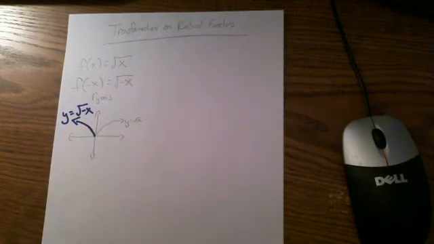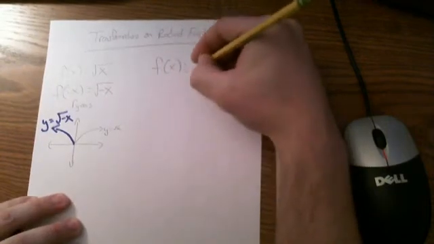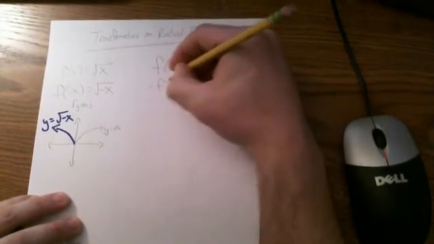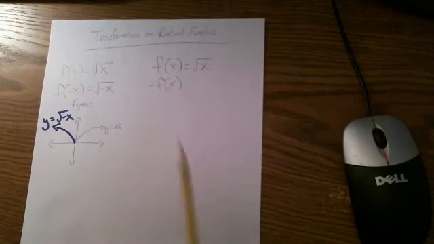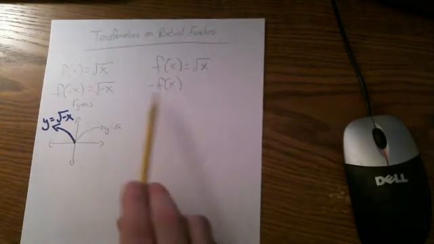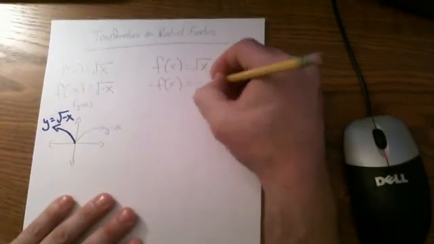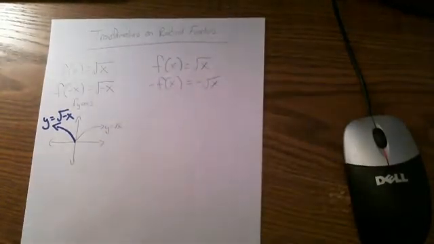Let's now work with negative f of x. And using function notation, I should recognize that this is a reflection over the x-axis because the y values are changing signs. So the equation would look like this: negative radical x.